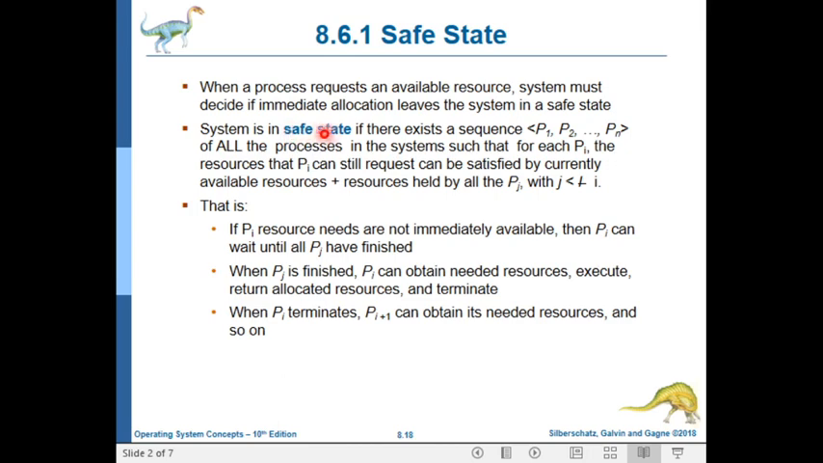So what is a safe state? A safe state is when there exists a sequence T1, T2 until Tn of all the threads in the system, such that for each Ti, the resources that Ti can still request can be satisfied by currently available resources and the resources held by all the Tj with j less than i. We will look at an example to understand it more.